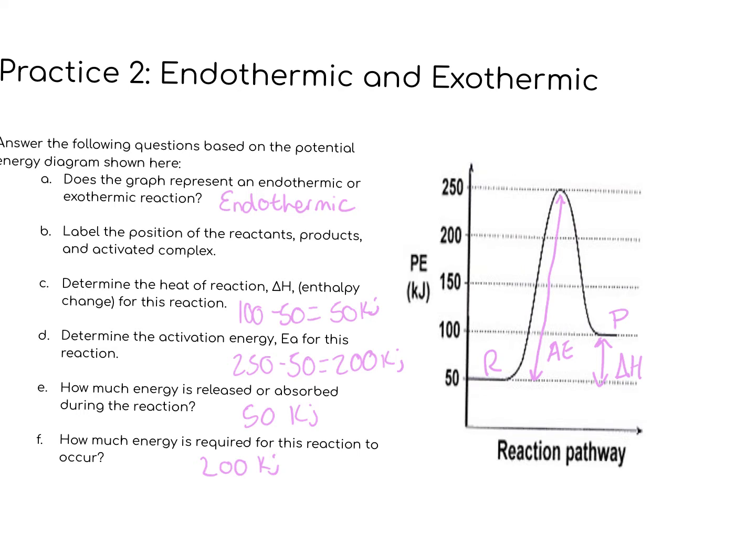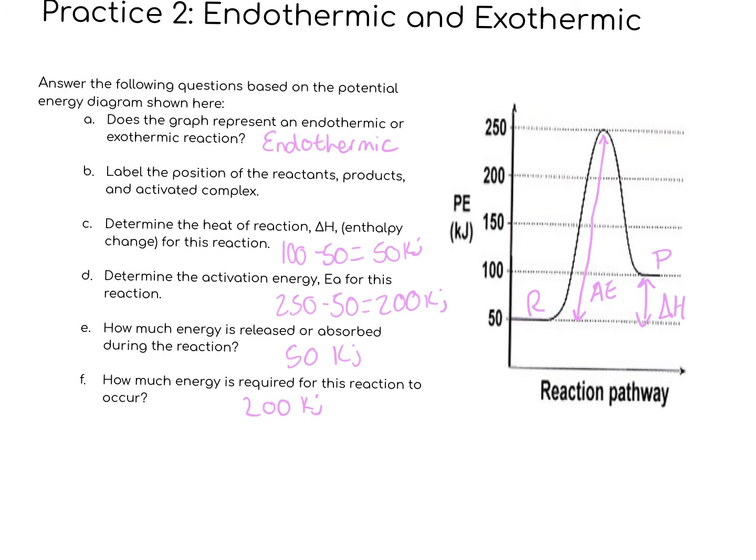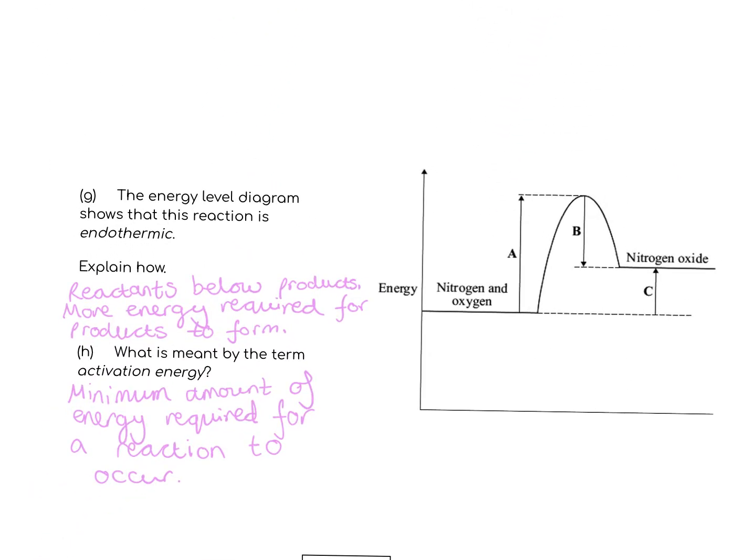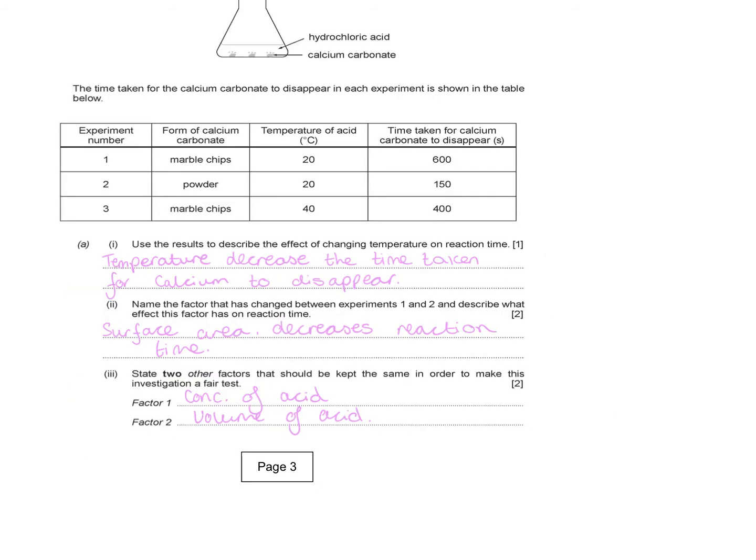Okay, and then activation energy is the difference from the top to the reactants, that would be 200. How much energy is released or absorbed? 50. How much energy is required for the reaction to occur? 200, because the energy required for the reaction to occur is the activation energy, and the energy absorbed is delta H. This is an endothermic again. Explain how the reactants are below the products: more energy is required to break bonds than is released forming new ones. What is meant by the term activation energy? The minimum amount of energy required for a reaction to occur.